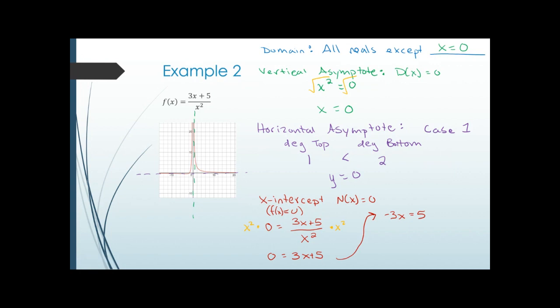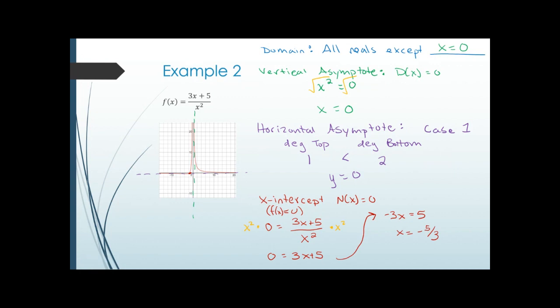And then you divide both sides by negative 3, and you get x equals negative 5/3. So that is the x-intercept, and you can see that's roughly there on the graph.